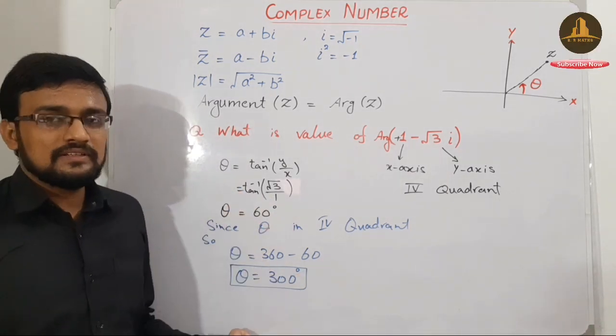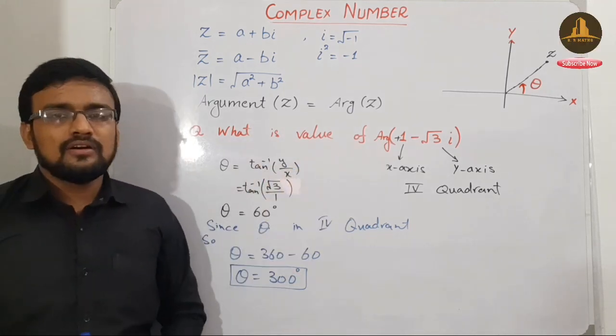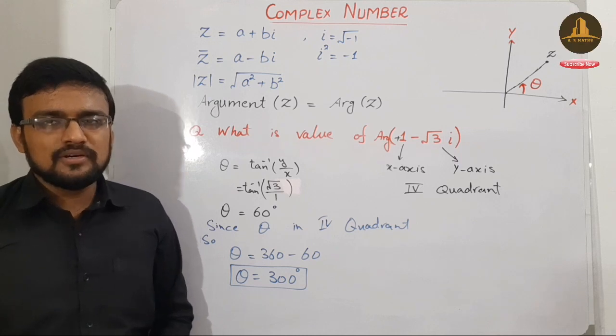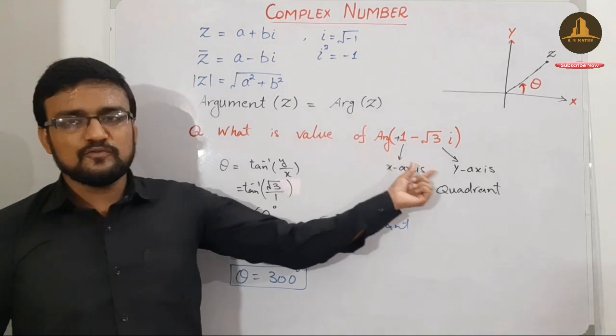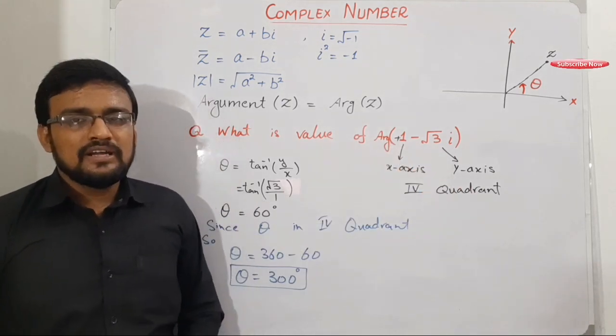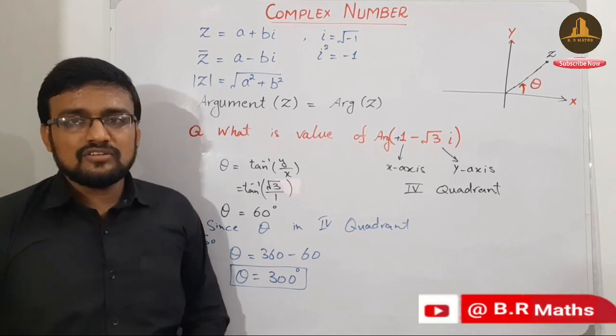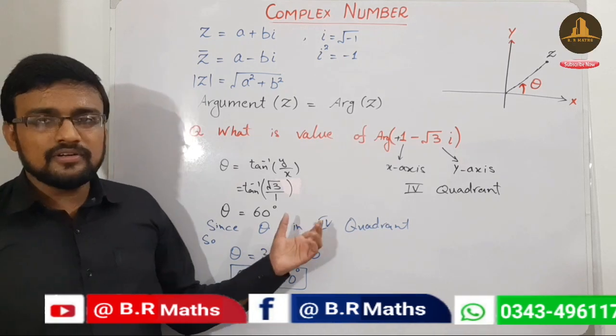Okay student, this is the formula for finding the argument of any complex number. What is the formula? Tan inverse y over x. And what is x and y? X is the real part and y is the imaginary part. I hope you understand this topic. Now move to some more important MCQs.